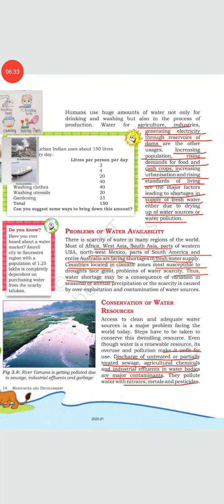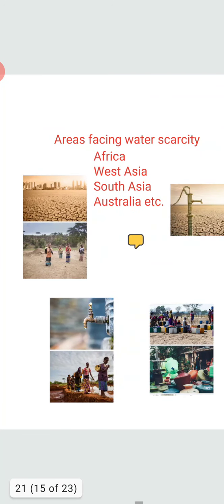Now we will discuss the problems of water availability. As you can see in these pictures, some areas are facing a fresh water availability problem. Those areas are known as the water scarcity areas. First, we will discuss the meaning of scarcity. Water scarcity is either the lack of enough water or the lack of access to safe water.